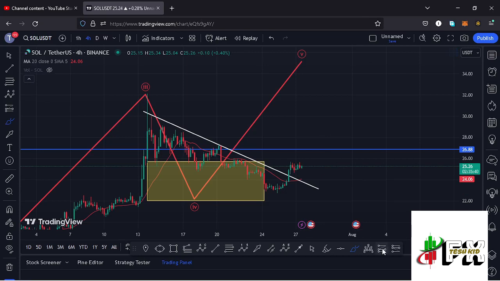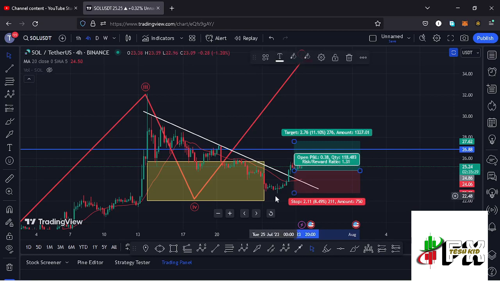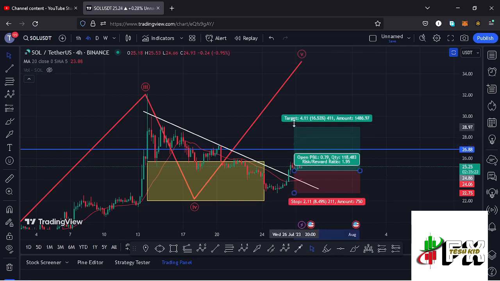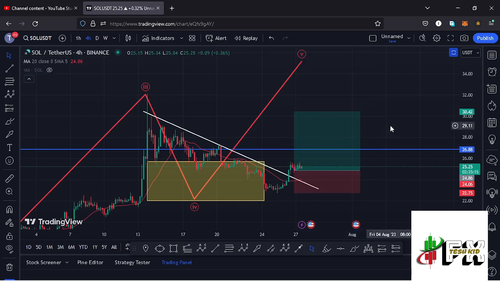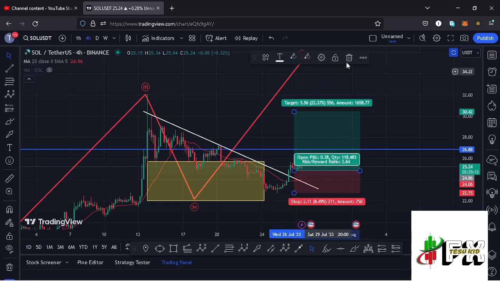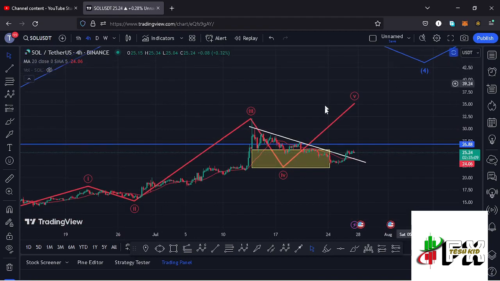And as a result of that, I now have a long trade open that is just slightly above this descending trend line that we have here on the chart, having my stop losses below the lows that we made at around the $22.72 mark, and I have my target areas that is at around the $30 mark. That is my first target areas, and others at around the $32 mark. And that is my trade setup that I have here on the Solana chart, and giving you minimum target areas in the formation of this wave 5.